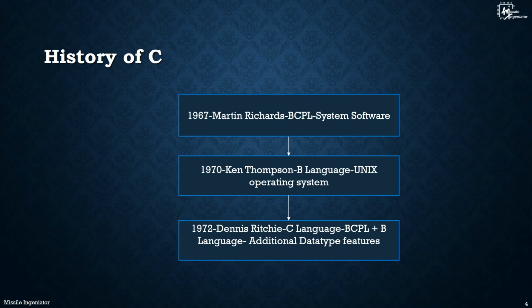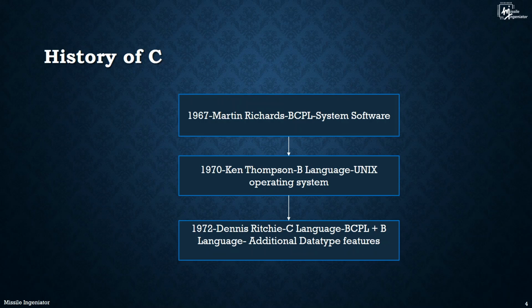The basic history of C: in 1967, Martin Richards developed the initial programming language BCPL, which was used for developing system software. Then in 1970, Ken Thompson modified BCPL, the language developed by Martin Richards, into an advanced version called the B language. This B language was developed mainly to build the Unix operating system.